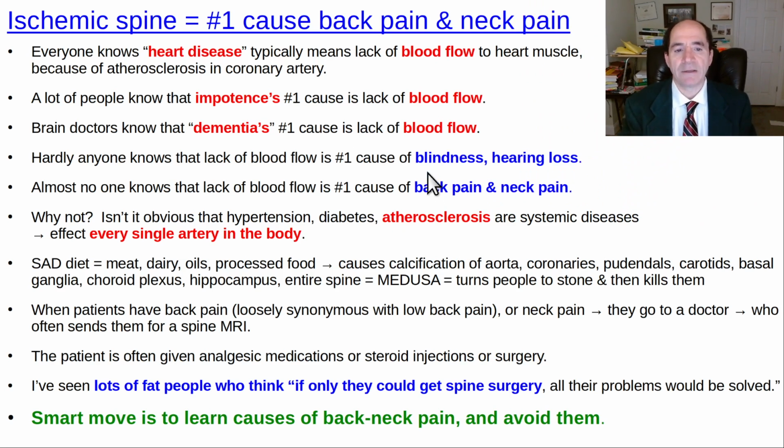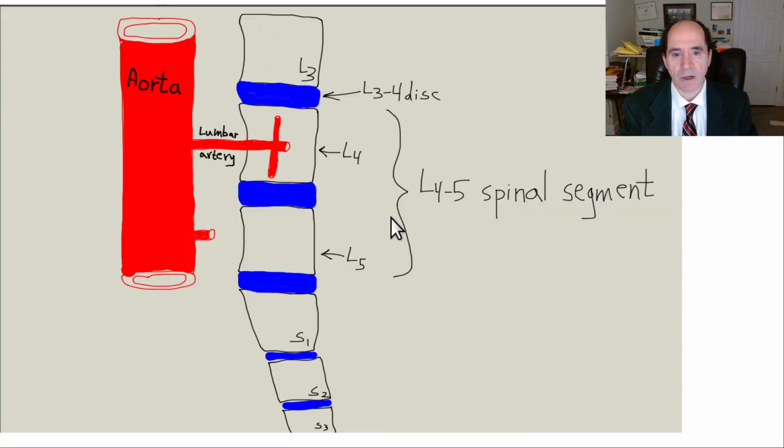Okay, so we just talked about this, how ischemia, lack of blood flow, is also the number one cause of going blind, of having hearing problems. Of course you can get hearing problems from a lot of exposure to a lot of noises, but just from getting older and atherosclerosis, you get hearing problems from that. Okay, so that's a key point, that lack of blood flow is the most common problem in the spine, all right? And now I'll talk about some of the other problems in the spine.